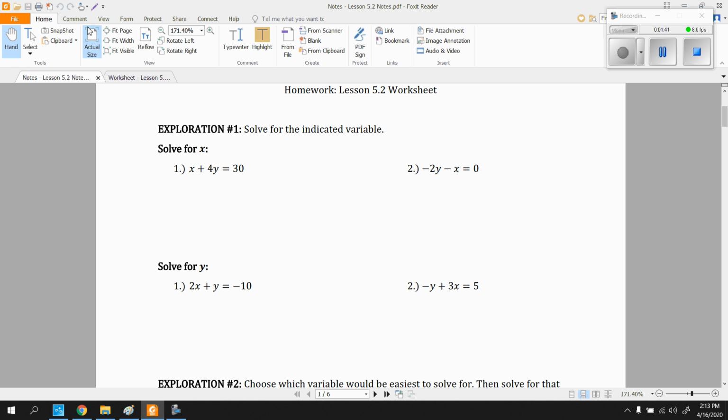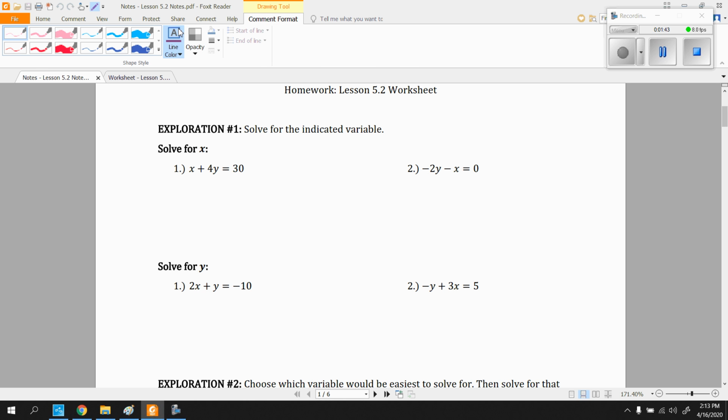Okay, so I'm going to get my pen going here. Let's see, get my colors ready to roll. All right, I think we're okay. So for this first exploration that we're going to do, you notice for this one that it's asking us to solve for x, and this one's asking to solve for y. What's the interpretation there?